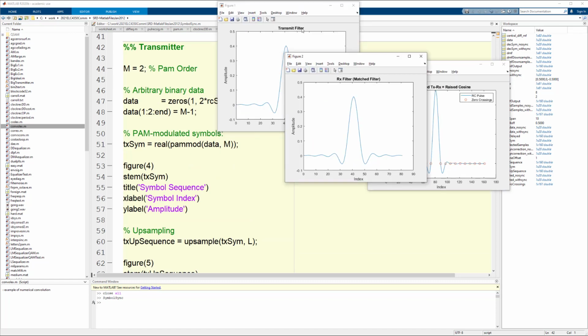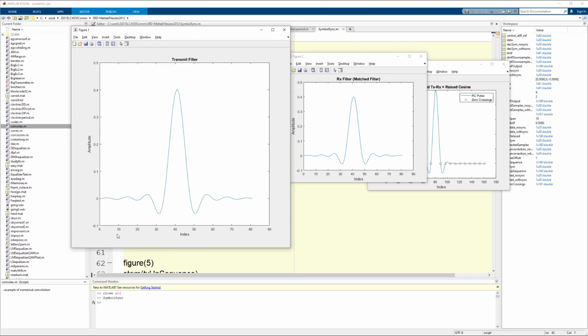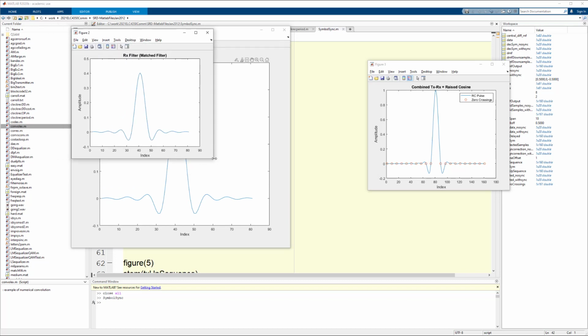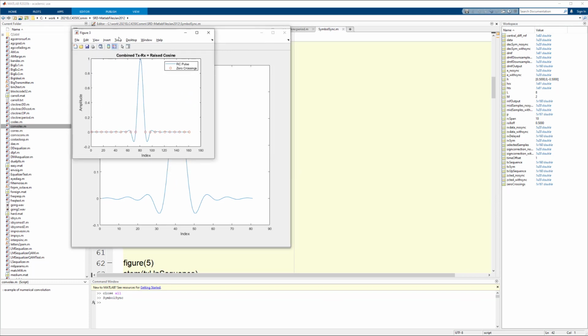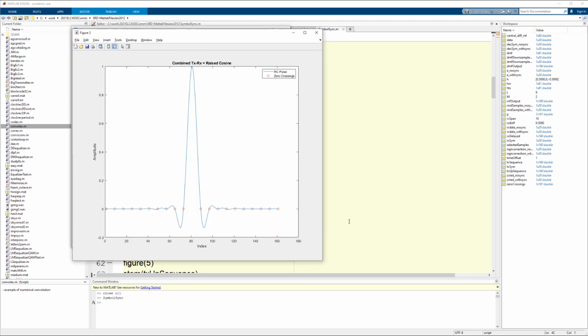Now here we have the result. Figure 1 is the transmitter filter. That's a root raised cosine. Figure 2 is the received matched filter. It is also a root raised cosine, exactly the same as the transmitter filter. Figure 3 is the raised cosine, the combined filter. All these red dots are the zero crossing points. That means if my filter is a Nyquist filter, as we know from the previous chapter, then the neighboring symbols will be exactly at the zero crossing points.